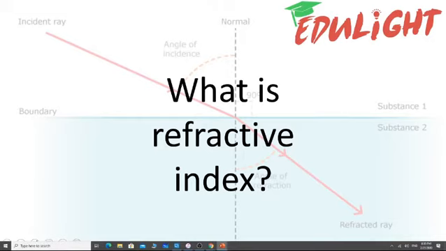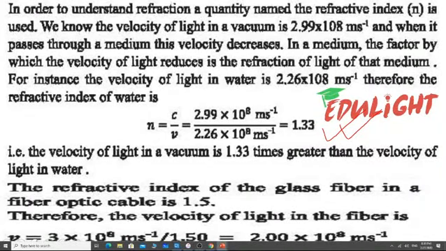Okay. This portion of your slide is taken from the present syllabus book. That means the present book that is currently available among you. According to this book, the definition of the refractive index is given in a much better way than in the previous syllabus. So I have included this part.